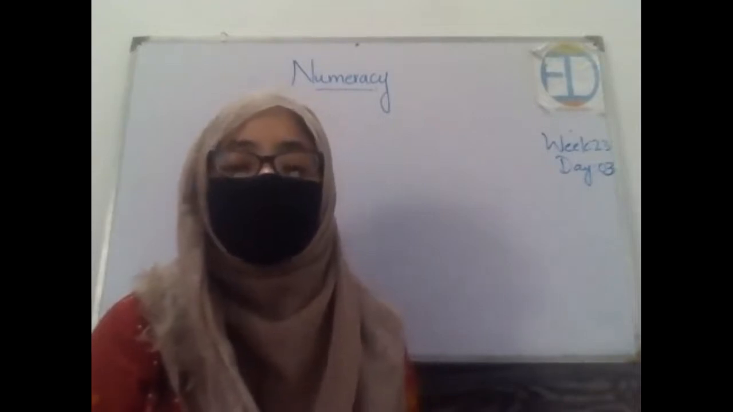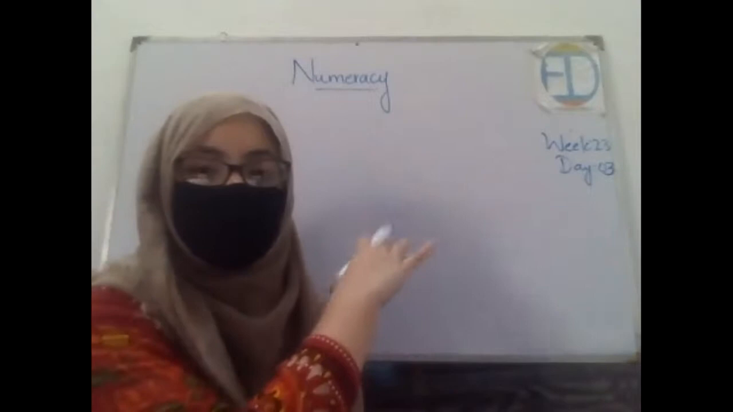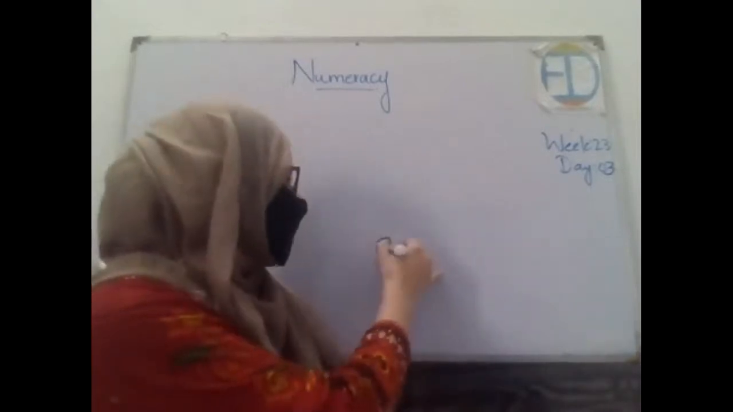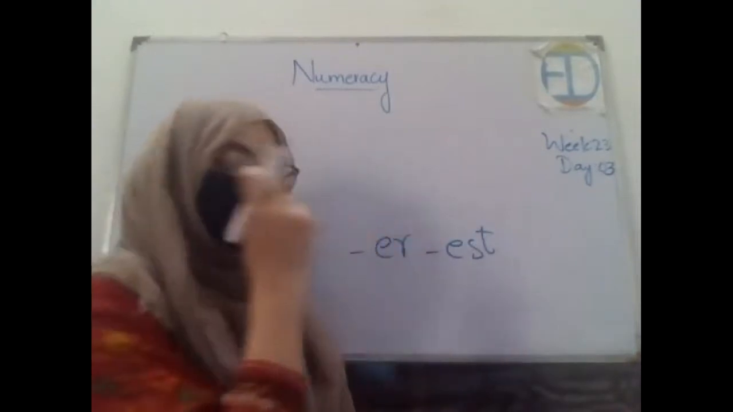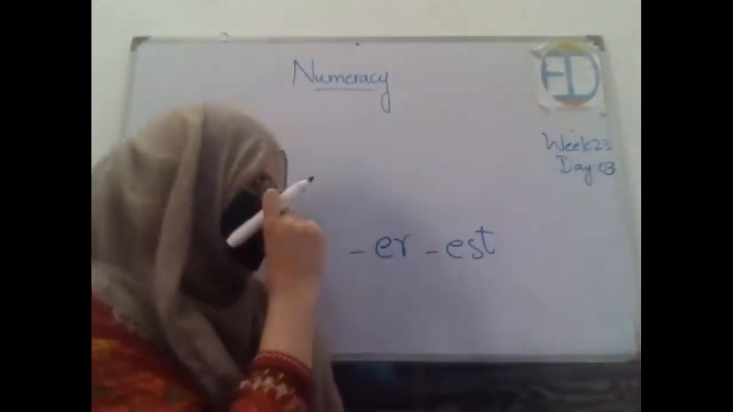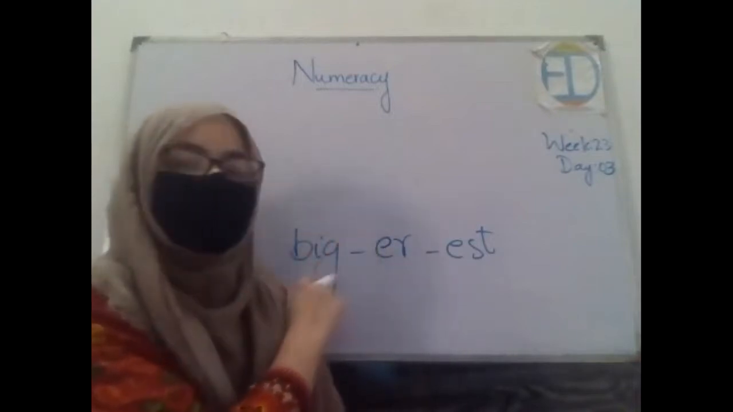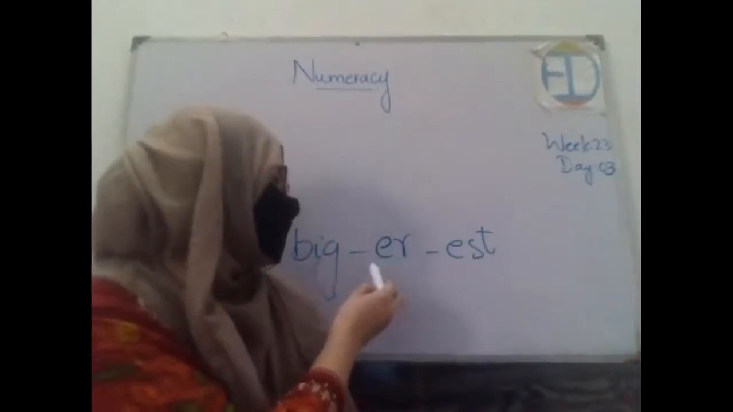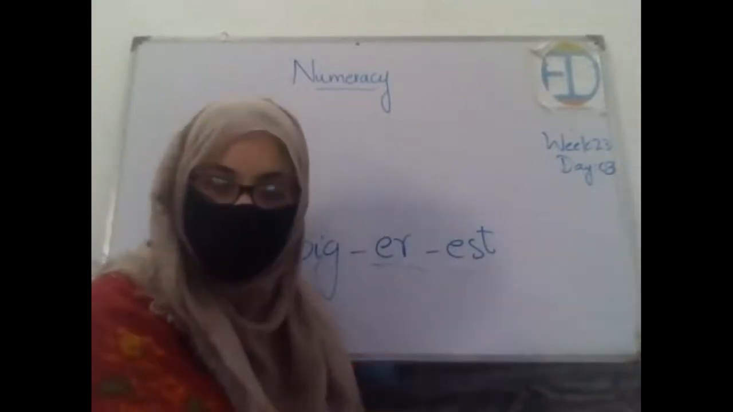We have done the practice of only the adjectives whose second and third forms, or second or third degrees, we can make by adding er and est to them, right? So we practiced this. Let's say there is this word big. In order to make it bigger, we will be adding er to it, and in order to make it biggest, we will be adding est to it, right?